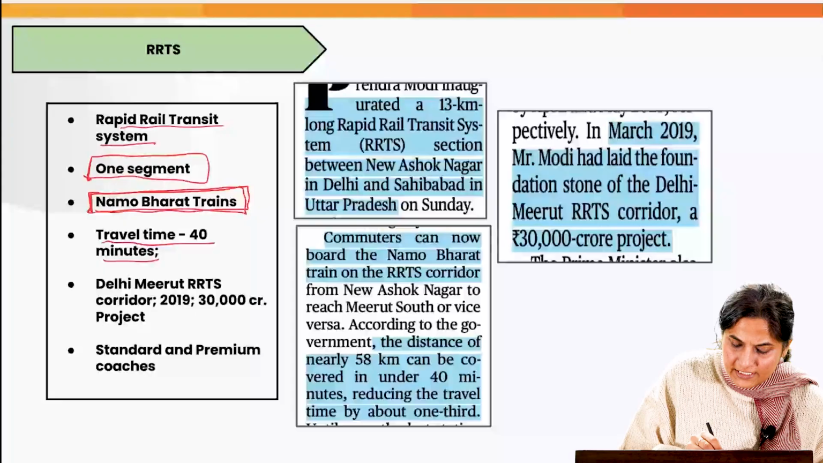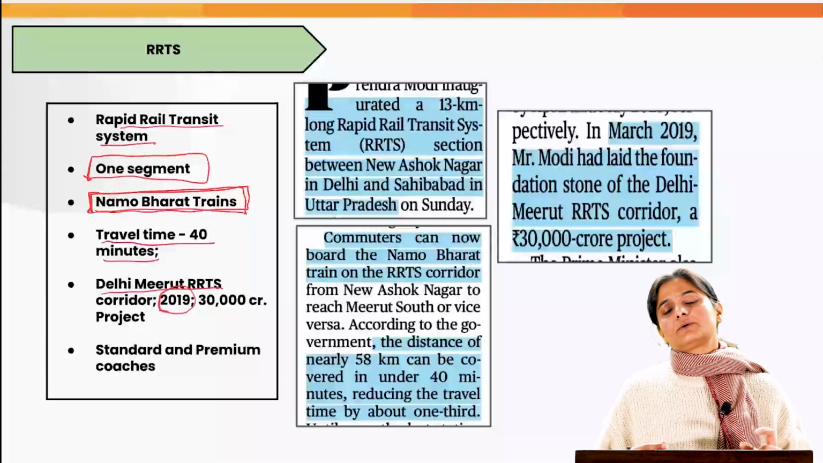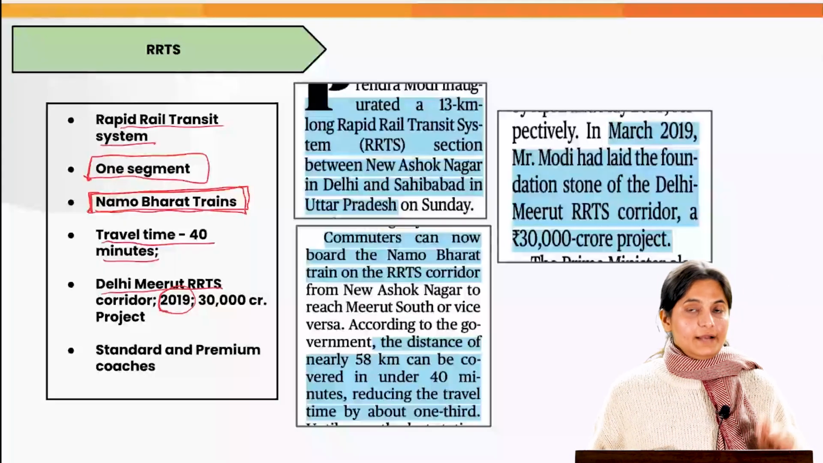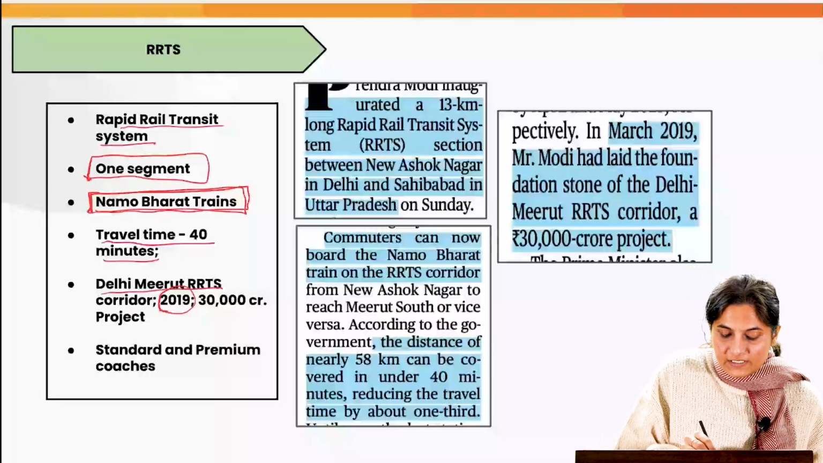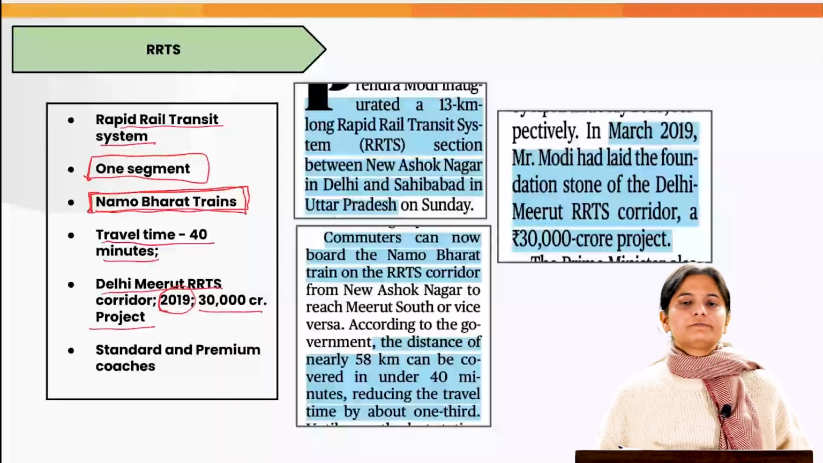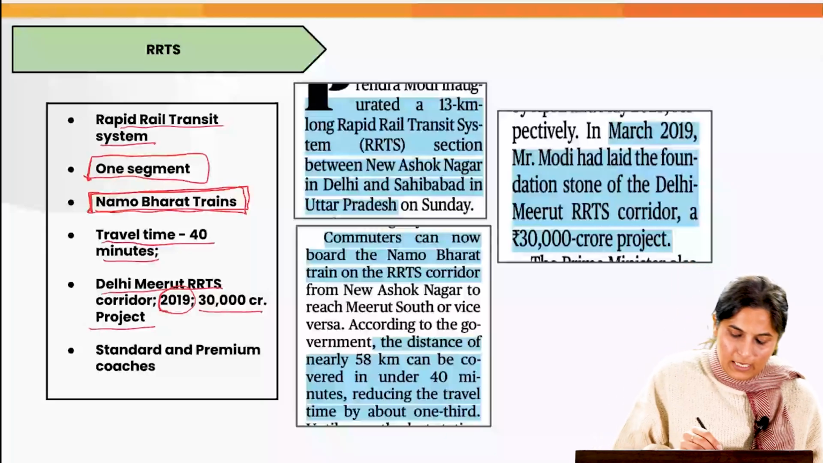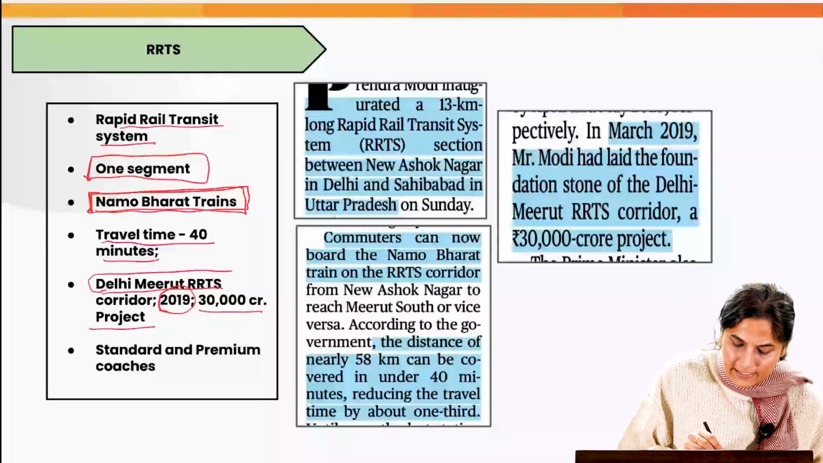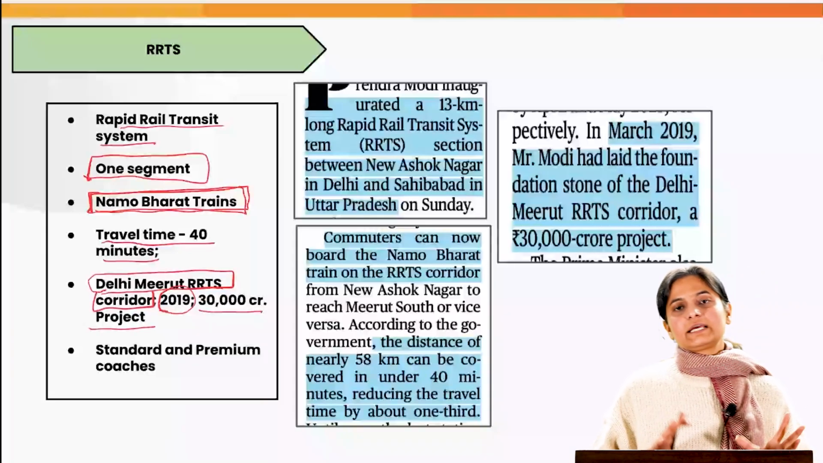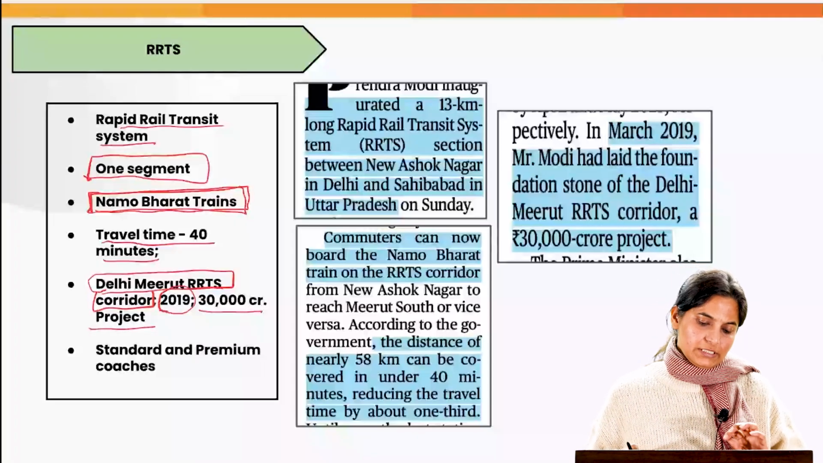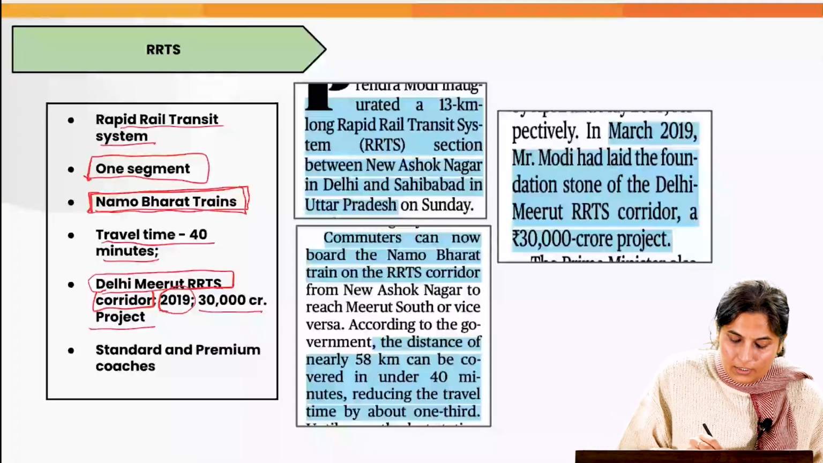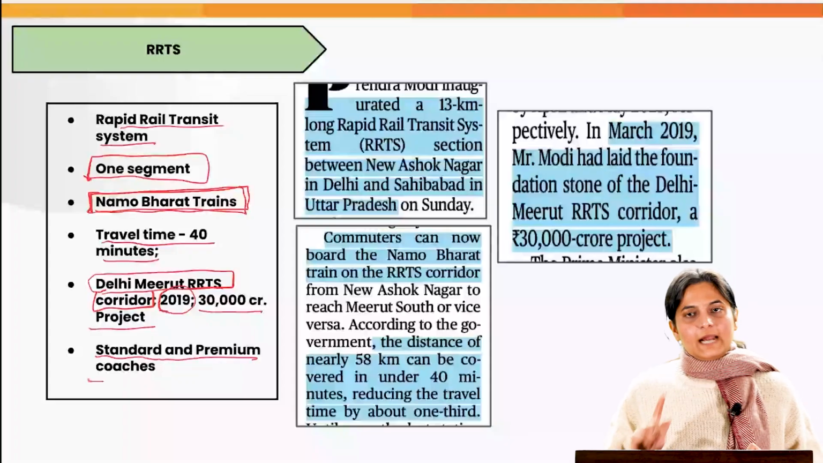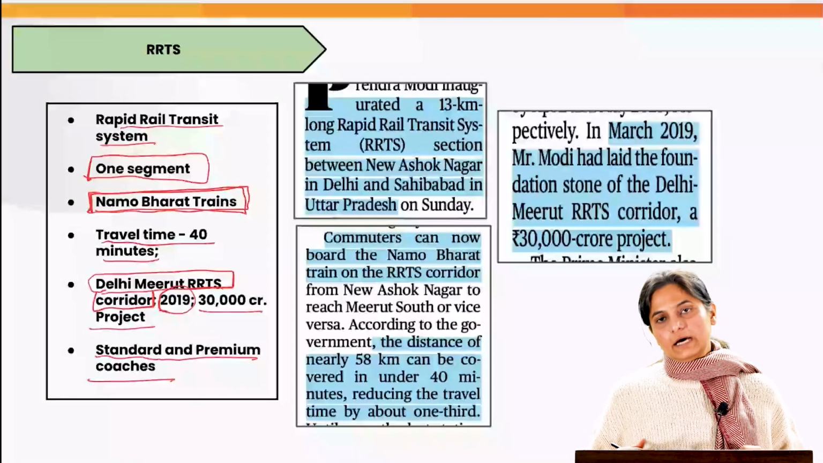It is a project that was launched in 2019. Now it has been operationalized. It was projected at a cost of 30,000 crore. And it is the first RRTS project of India, which is the Delhi-Meerut RRTS corridor. It has two kinds of coaches, standard and premium. Of course, the standard ones are more affordable.